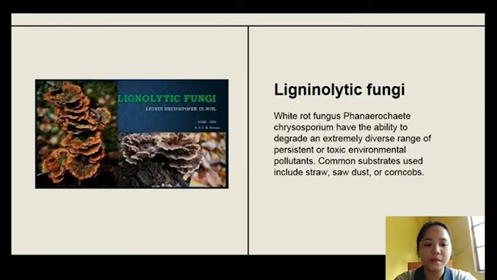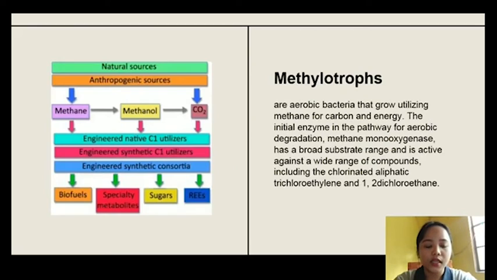The next microbe is the methylotrophs. These are aerobic bacteria that grow using methane for carbon and energy. The initial enzyme in the pathway for aerobic degradation, methane monooxygenase, has a broad substrate range and is active against a wide range of compounds, including the chlorinated aliphatics trichloroethylene and 1,2-dichloroethane.